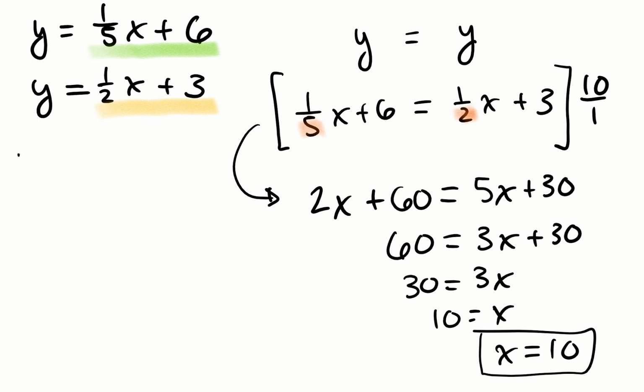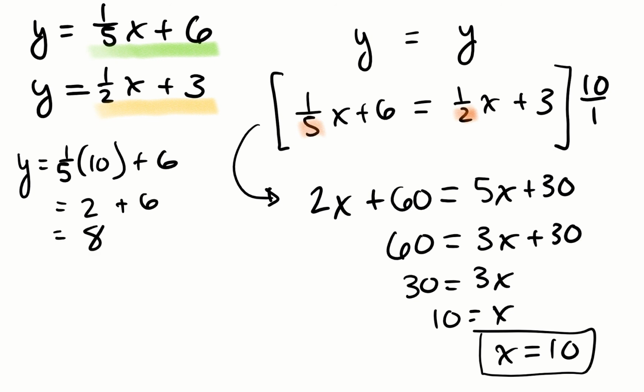For the first one, y should equal 1/5 times 10 plus 6. 1/5 times 10 is the number 2. 2 plus 6 is equal to 8. So the first equation tells me 8. Same thing with the second equation. y is equal to 1/2 times 10 plus 3. 1/2 times 10 is 5, and 5 plus 3 is also 8.